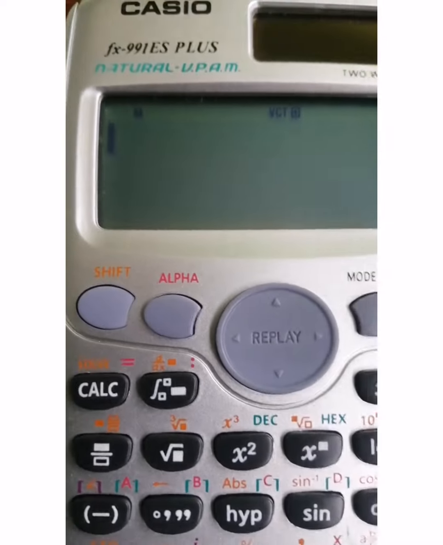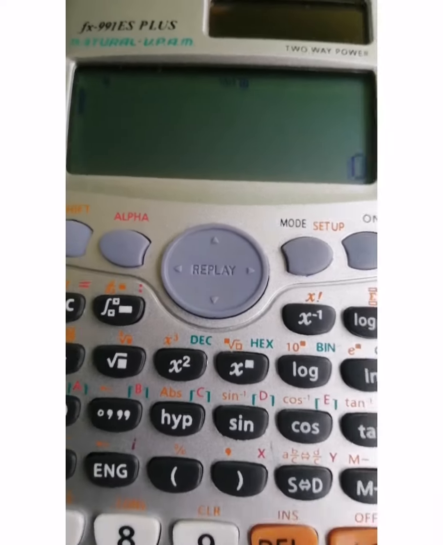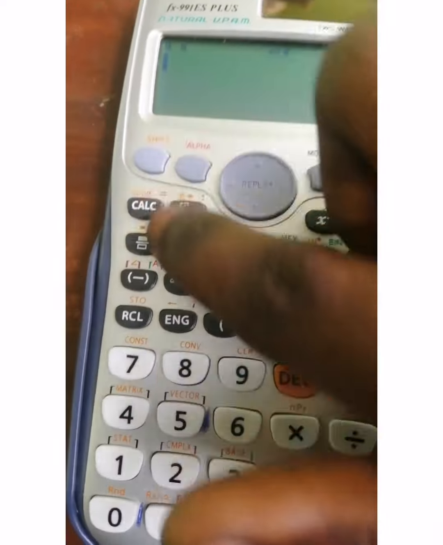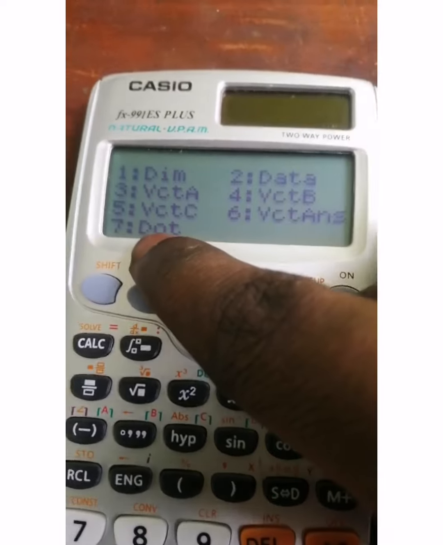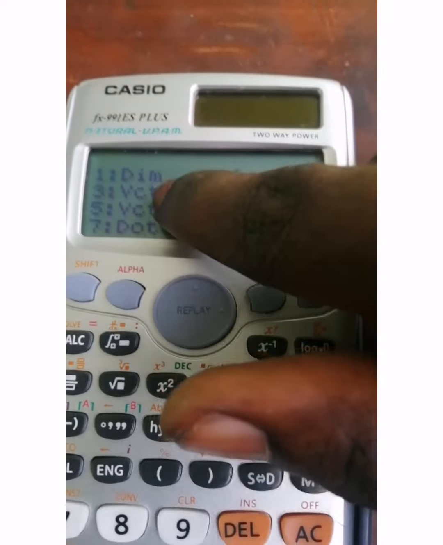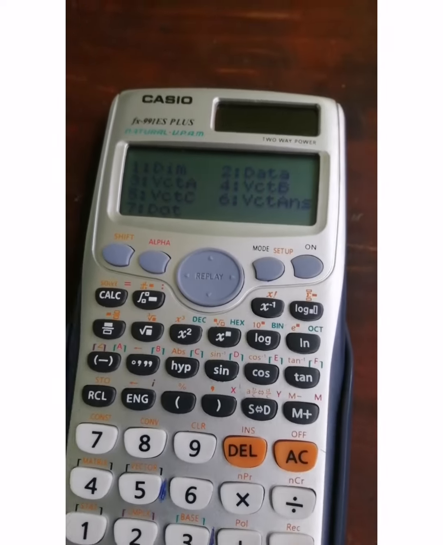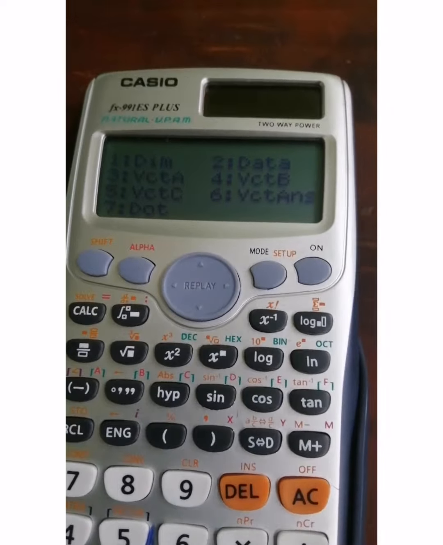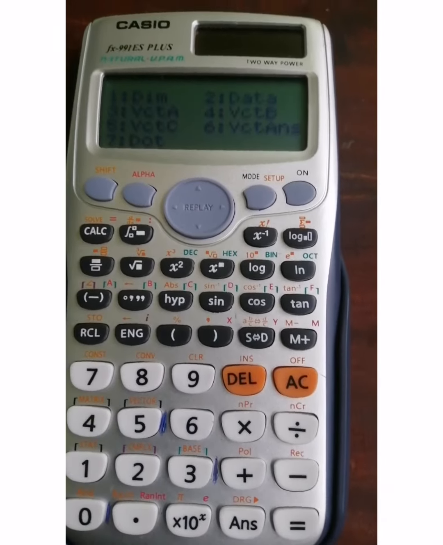As we saw for the complex matrices, you can store this and go to shift plus 5 for vectors. You can see we have the dot product here, so you can check whether it is correct. You can just multiply vectors, add vectors, subtract vectors. In exams, when they give it out, you can just use a calculator to do that.